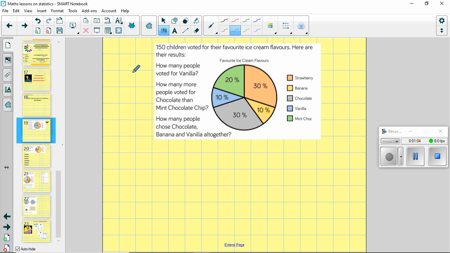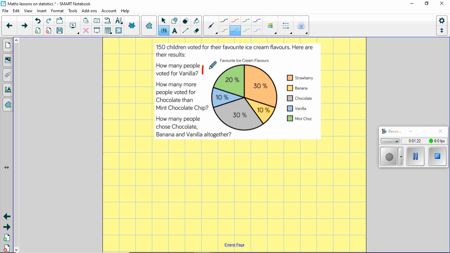So let's have a look. How many people voted for vanilla? So vanilla is blue, and that's 10%. So we need to do 10% of 150 because that's how many children were asked altogether. And I know to find 10%, we divide it by 10. So how many people voted for vanilla would be 150 divided by 10, which would be 15.